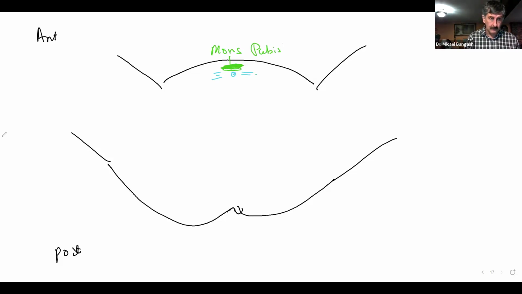Now, most likely what happens is that there's an extra deposit of fat. From this, the bulgy thing is going to be referred to as the mons pubis. Just so you know, this here is going to be the anus.